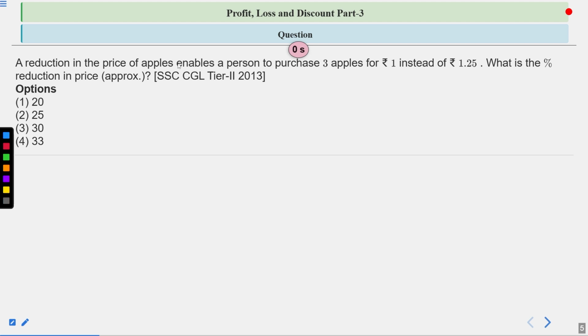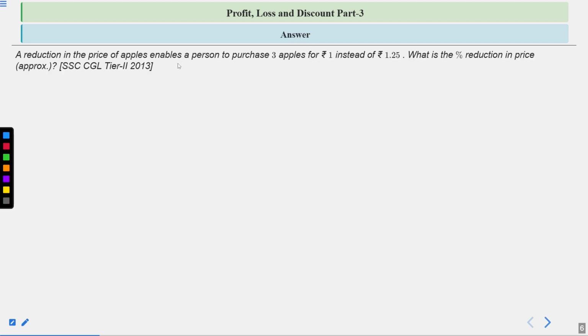Now time's up. Let's see the solution of this question. So the question says that a reduction in the price of apples enables a person to purchase 3 apples for 1 rupee instead of 1.25 rupees. Now the question is, what is the reduction in the price? So we can calculate it. The correct answer of this question is the first one, which is 20%.